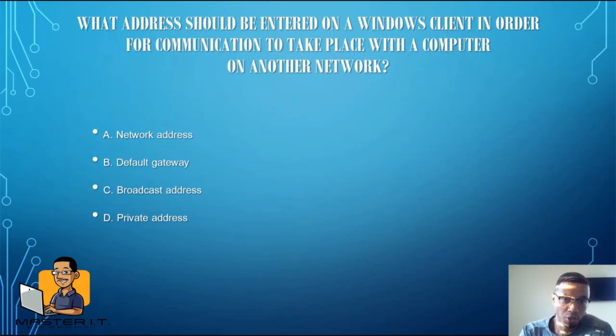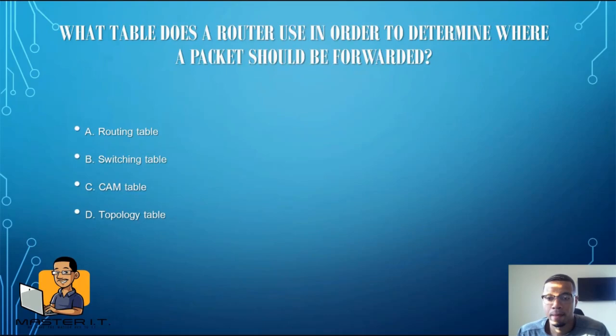What address should be entered on a Windows client in order for communication to take place with a computer on another network? Easy, default gateway, because the IP address of your router is the IP address of your default gateway, and that's what's going to get you on another network.